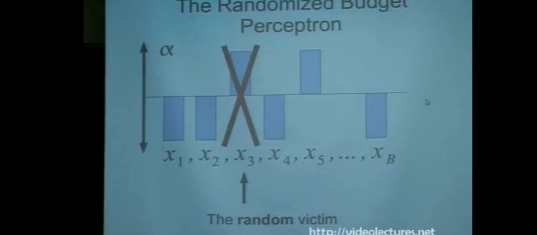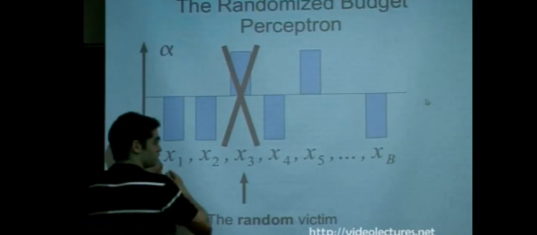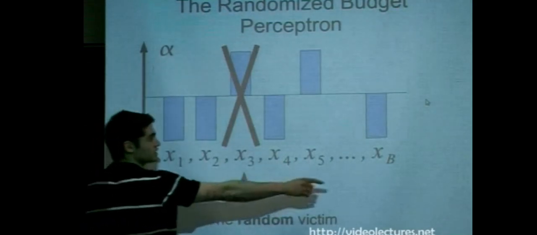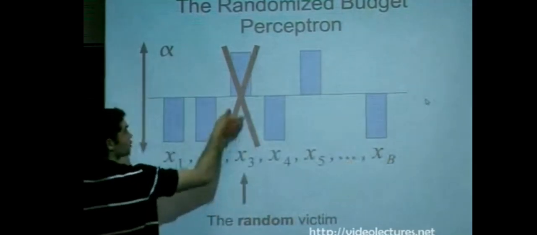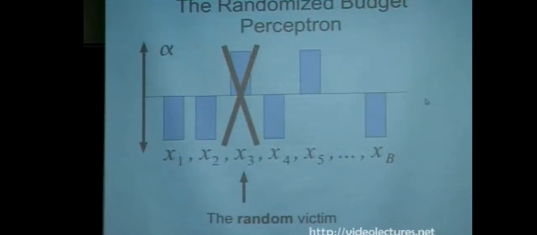So here's how it looks like. We have the points in which we make our mistakes, and we carry only b of them, and we just pick one at random and we remove it. Very simple.